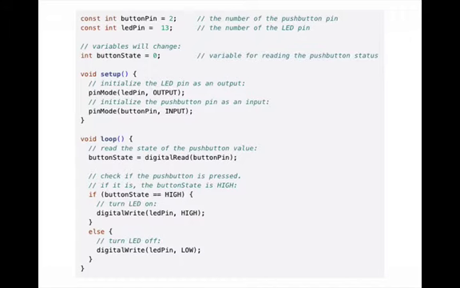So we set up the LED as an output, and the button is an input, and we are reading the button. If the button is high, we turn the LED on. If the button is low, we turn the LED off, and then we go back and read the button again. And we do that over and over and over as fast as we can. That's an example of polling.